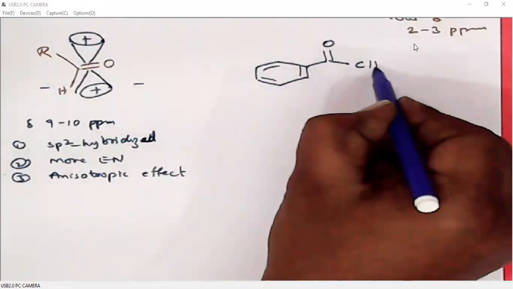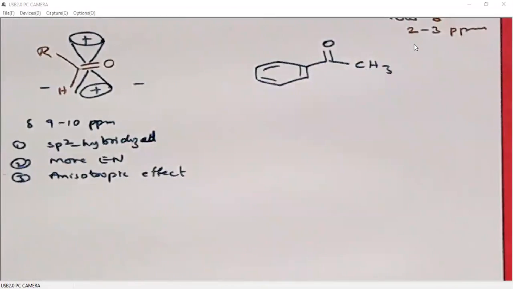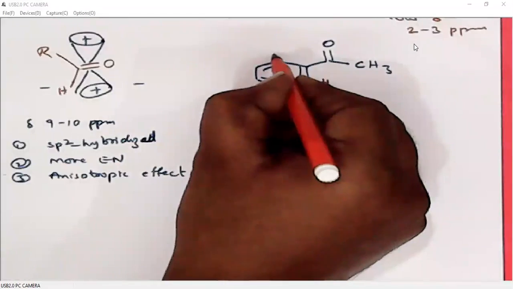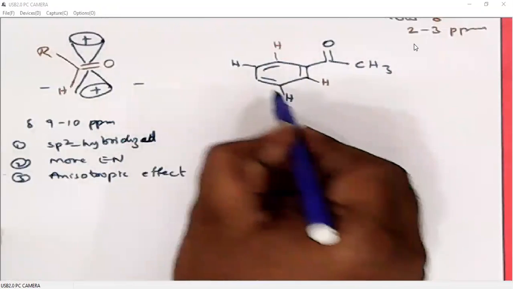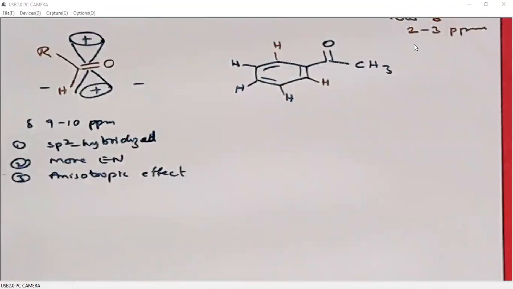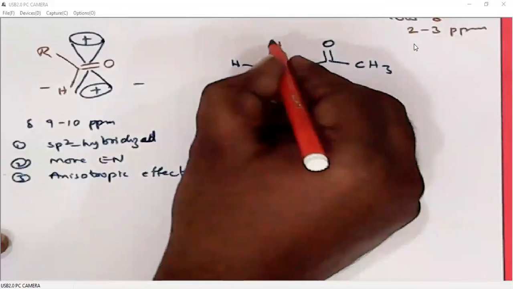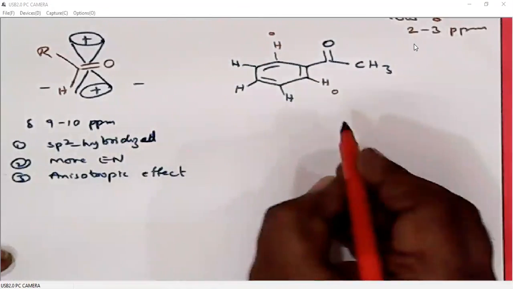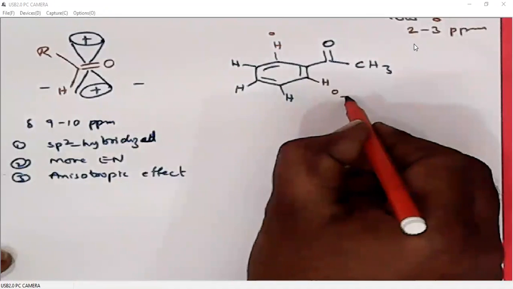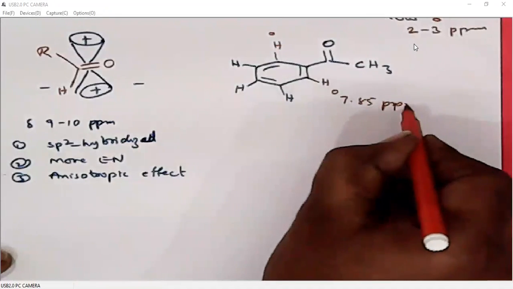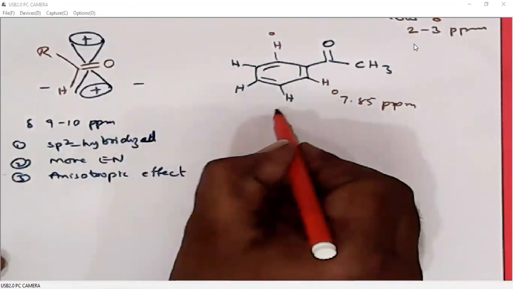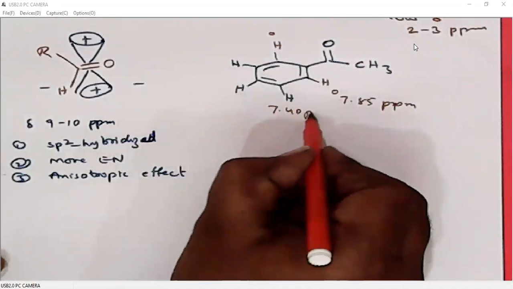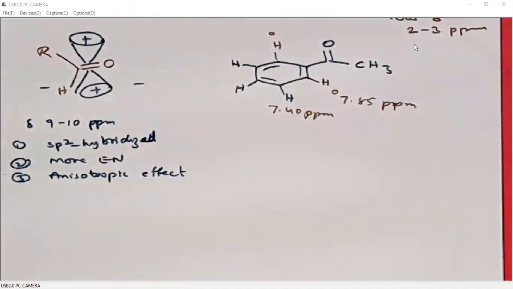Now we will take this example. In the case of acetophenone, generally what we observe, the aromatic 5 protons should appear at the same delta value. But in the case of acetophenone, the ortho protons have a large delta value. It is 7.85 ppm, whereas other protons, that means protons at meta or para, appear at a low delta value. What could be the reason for this?